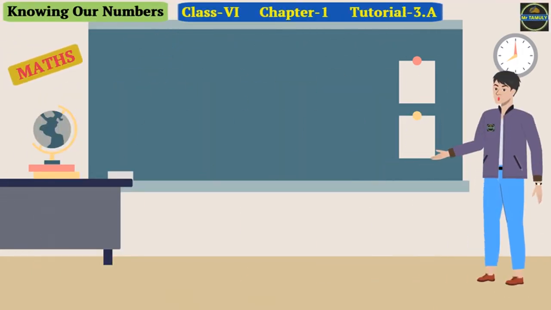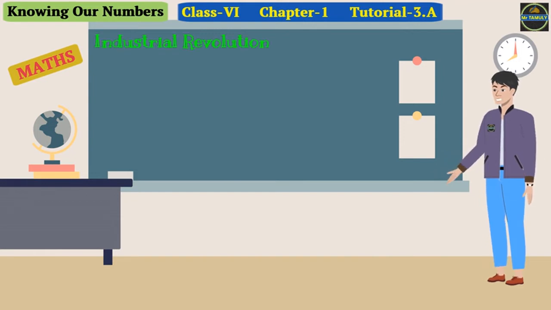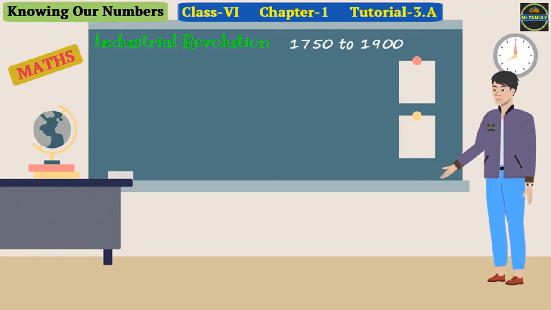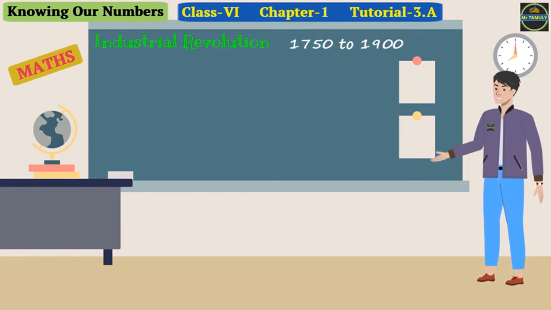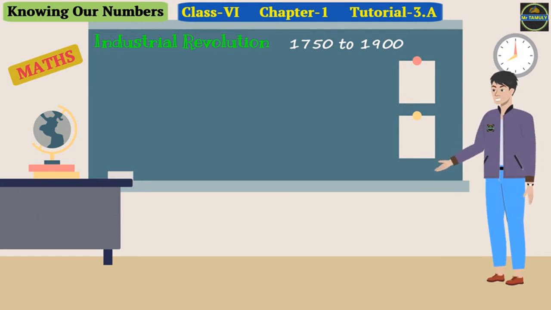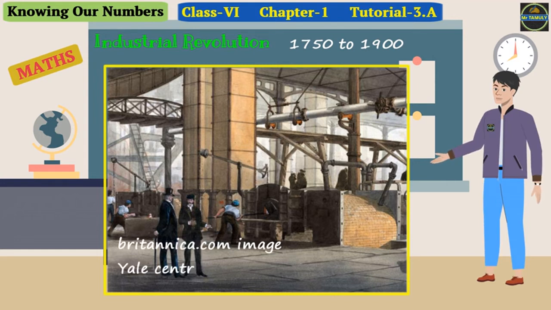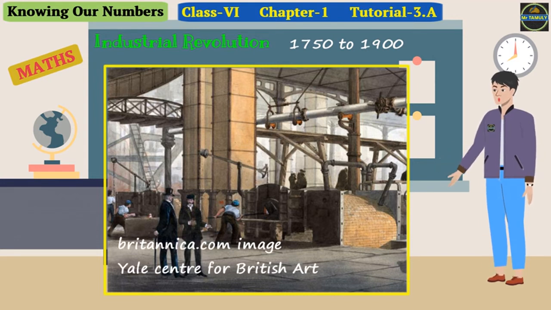Let us now take a look at some of the most prominent inventions of the Industrial Revolution that took place in Europe and the USA in the period from 1750 to 1900. These 150 years forever changed the lives of the people in Europe and the United States of America. This image of a painting that I have taken from Britannica.com depicts the Industrial Revolution in Europe.